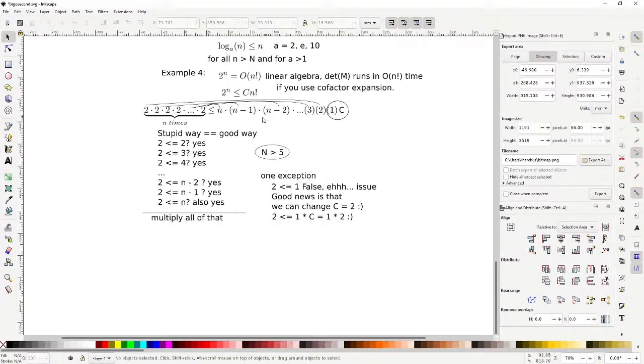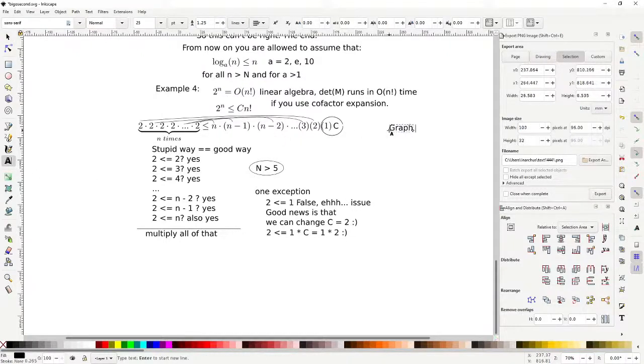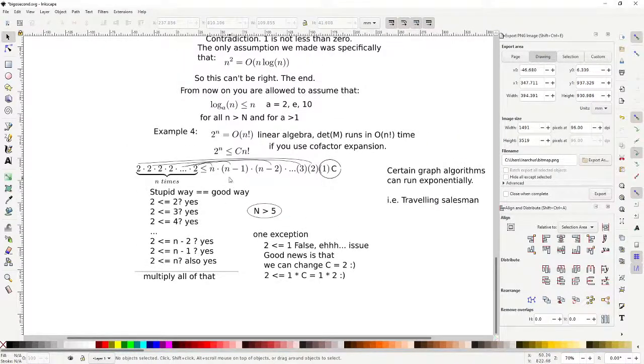So, anyway, there are things that actually run in O of n factorial time. There's other things that run in exponential time. A lot of graph searches. Or, I shouldn't say graph searches, because graph searches can... well, anyway. I don't want to say too much about that, but certain graph algorithms can run exponentially, i.e. traveling salesmen and stuff. So there's a bunch of stuff that you don't have to worry about, but this is a good way to do it.